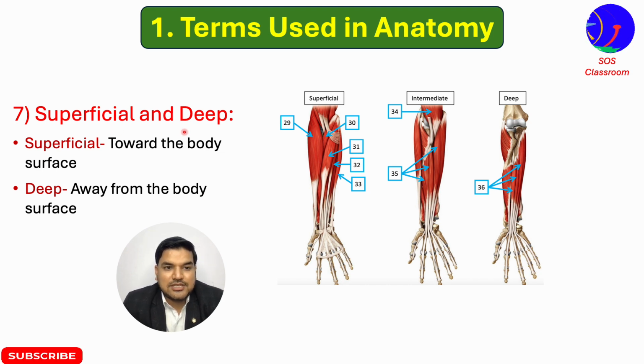Next terms are superficial and deep. Superficial means toward the body surface, and deep means away from the body surface, the depth of the body structure. You can see here, these are the superficial muscles of the body. Intermediate is inside, not deep but not superficial, and deep is the depth of the body. So these are the superficial, intermediate and deep medical terms.